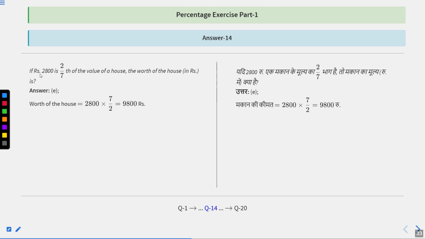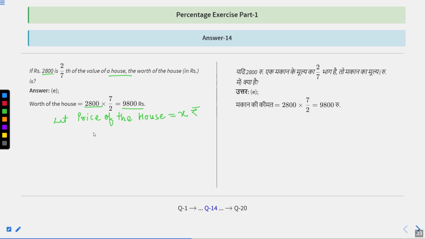The question says, if rupees 2800 is 2 by 7th of the value of a house. Okay. So the worth of the house. Now we can say that the value of the house is equal to 2800 multiplied by 7 by 2, which is equal to 9800. How can we say that? Let the price of the house be x rupees.